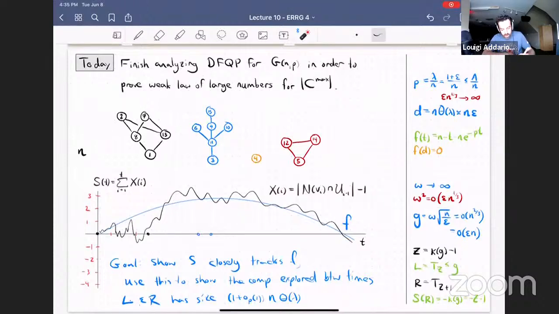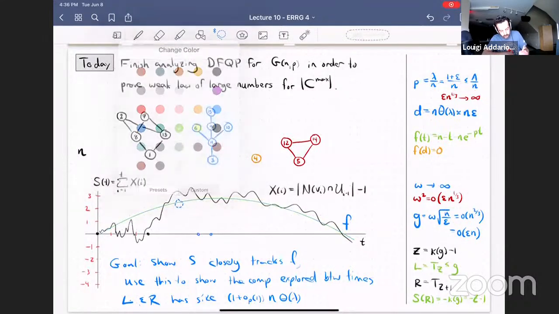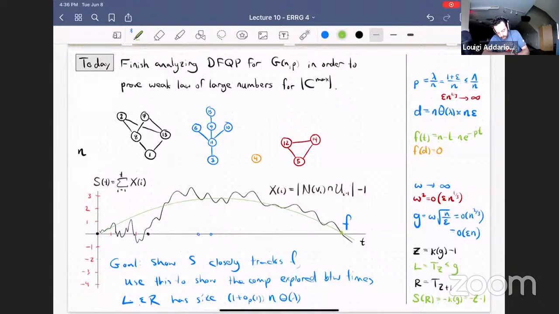So p was our percolation parameter. We wrote it as lambda over n, or 1 plus epsilon over n, and we had some absolute constant bound A on the numerator there. And also we needed p to be at least this much bigger than 1, so epsilon n to the third should tend to infinity. Then we'd written D for n theta of lambda. This is the point where this curve, n minus t minus n e to the minus pt, returns to 0. Let me make that green to agree with my notation.